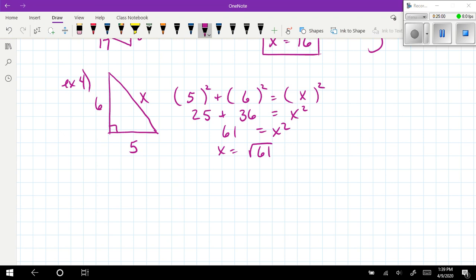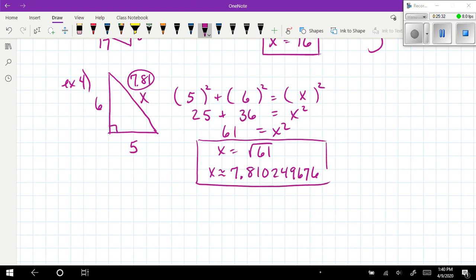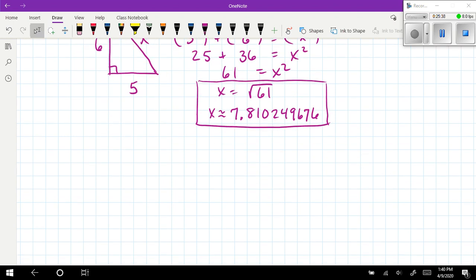And for your purpose, you can probably throw that right into a calculator and get a decimal approximation for that. This is approximately, with my calculator, 7.810249676. Okay, and notice that 7.81 would definitely be the longest side of that triangle right there. So we would be done with either of these two answers right here, depending upon how your teacher asked you to leave the answer. All right, let's move along to example 5.